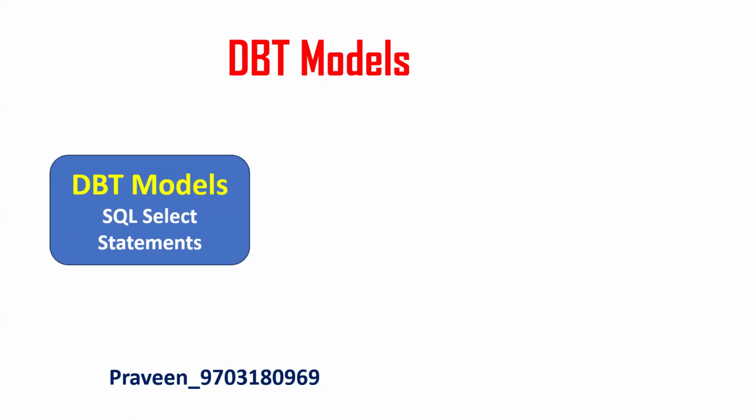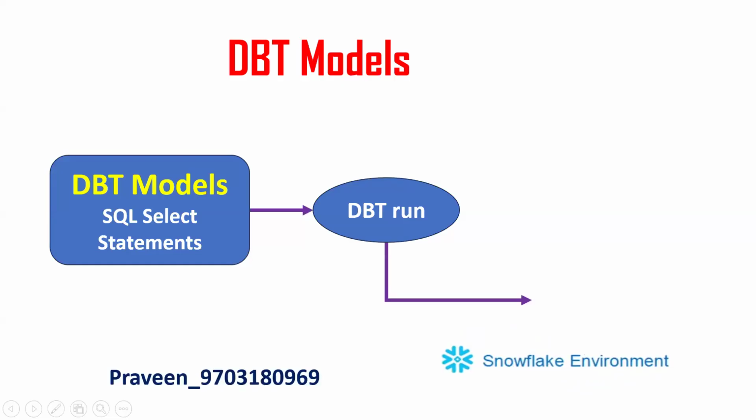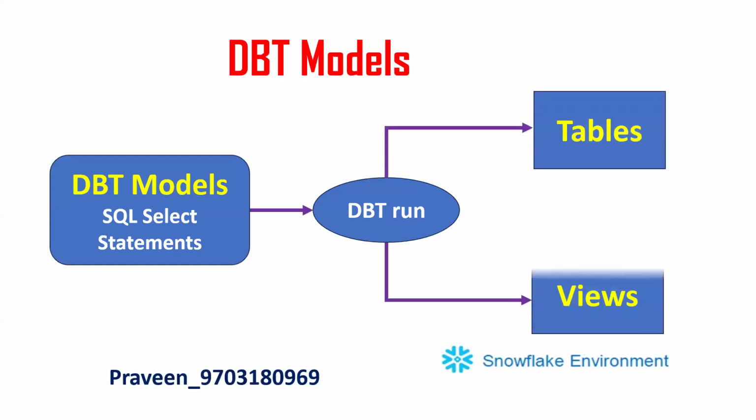When you run a DBT model, what happens? dbt run is the command. It will run the models. What exactly does it do in the Snowflake environment, the Redshift environment or the Google BigQuery environment? It converts our SQL files into respective tables or respective views. It can be transient tables or permanent tables, a normal view or secure views. It depends on the use case.